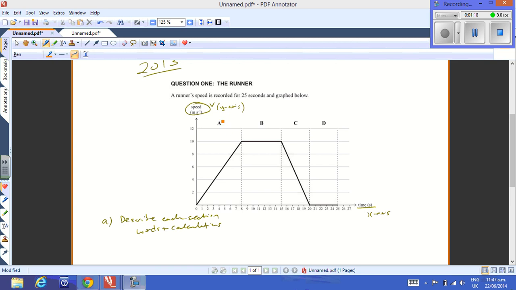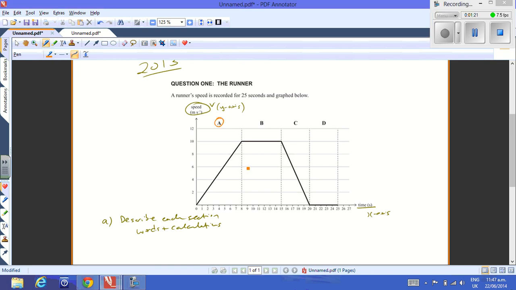So section A here, if you see a sloped line on a velocity time graph and it's sloping upwards, then this is showing acceleration, or positive acceleration. And the actual acceleration involved there is it goes from 0 to 10 meters per second. So for section A, we're showing acceleration, and we're accelerating from 0 to 10 meters per second. And the time that takes is from 0 to 8 seconds. So in 8 seconds, it accelerates from 0 to 10 meters per second.